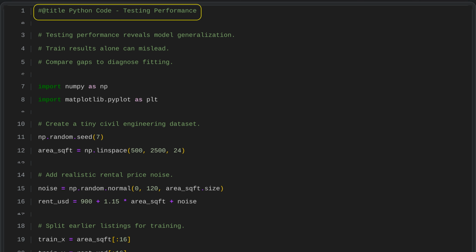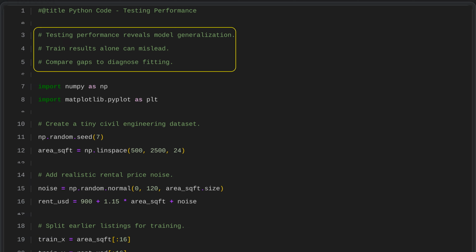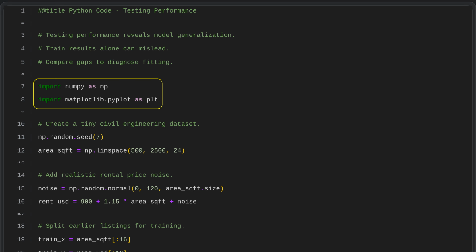Python code. Testing performance shows how well a model generalizes beyond its training data. Training results alone can be misleading, so compare training and testing performance to spot gaps and diagnose whether the model is fitting appropriately. We import NumPy for efficient numerical work with arrays and mathematical operations.